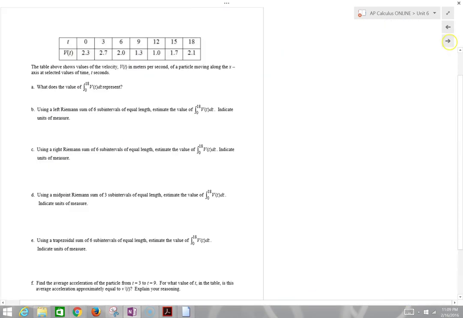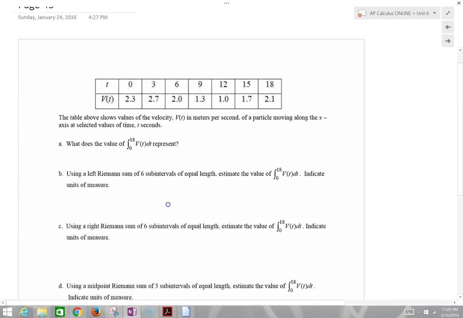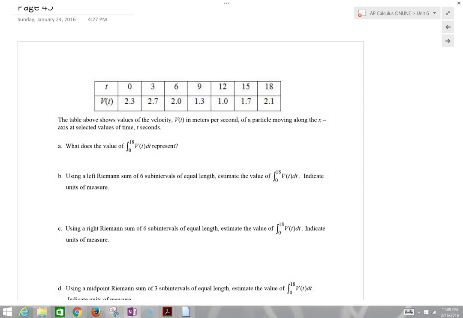The next page, this one is left on your own. This time they don't give you a graph, they don't give you the equation, but they do give you a table. So you're going to use that to answer these questions, and I will see you next time.